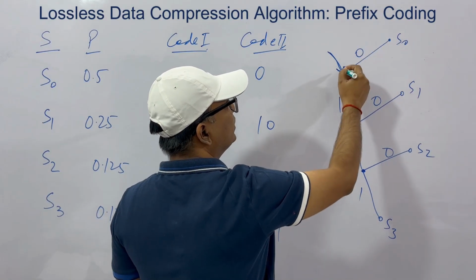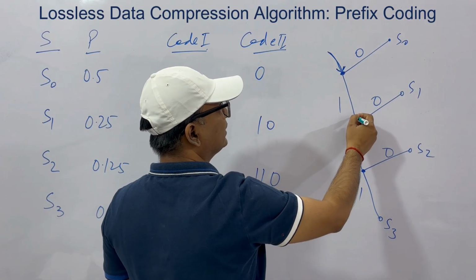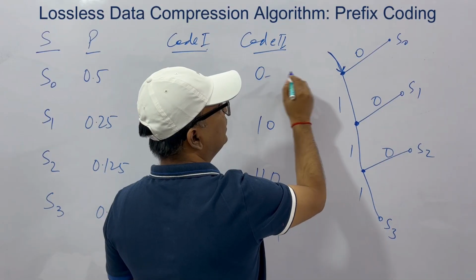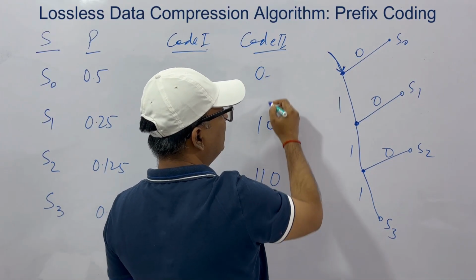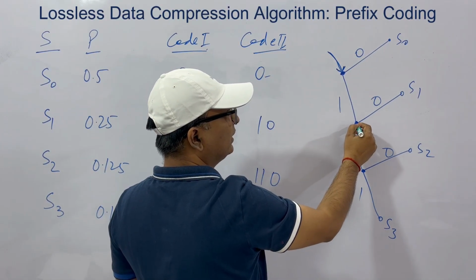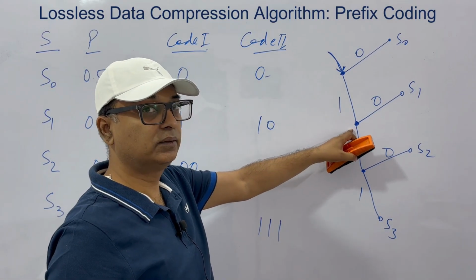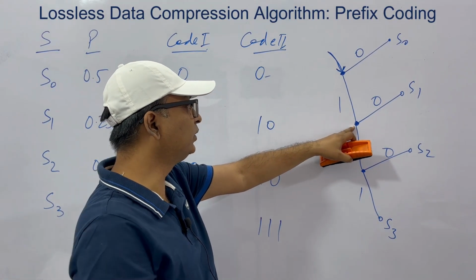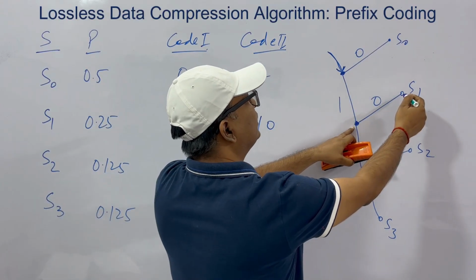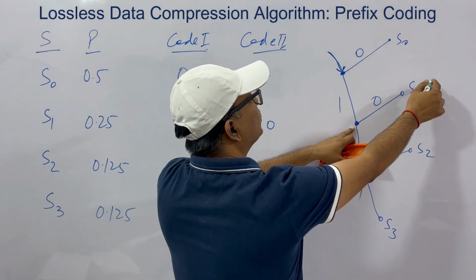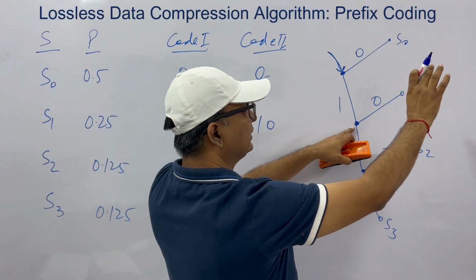So this is symbol 0. If it is 1, it sends to this direction. So if it is 0, it will send to this, but the moment it is 1, it sends to this. And then this point starts taking a decision. What is the next bit? Now, if it is 0, it will send to this direction. So you will have S1 here, and then you can decode the message.